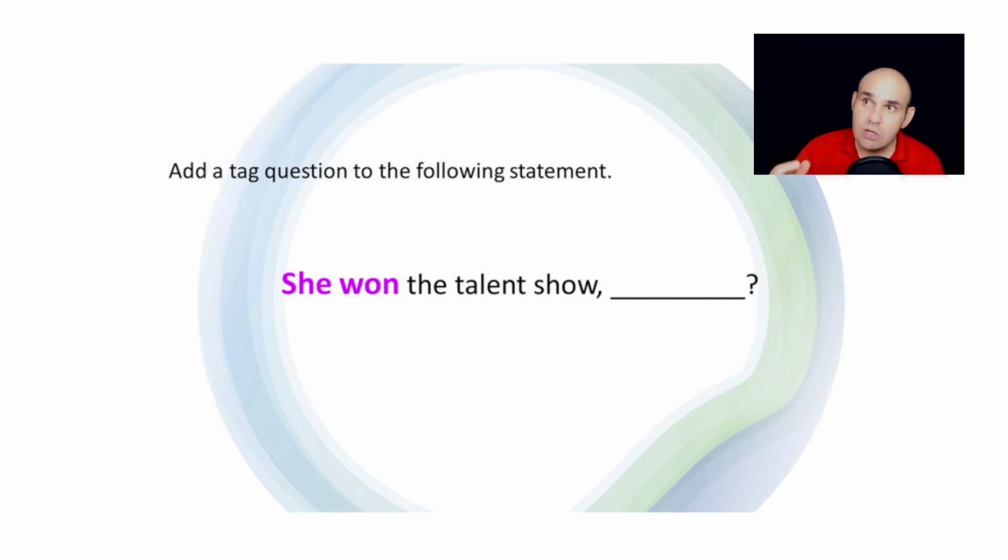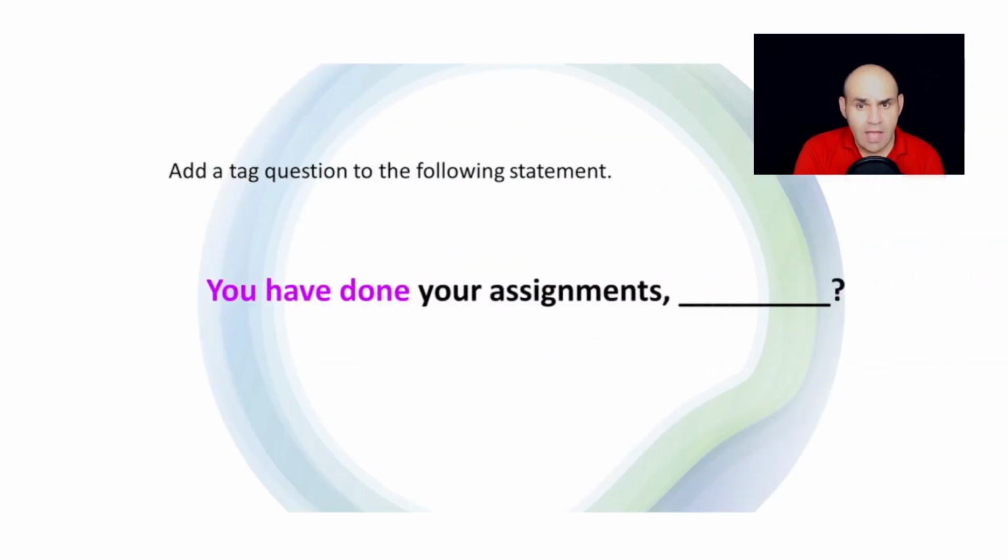And we want to use a tag. So what is the auxiliary verb that we use in the simple past tense? Good. Did. We use did. So this statement is affirmative. We need a negative tag using did. So what is the answer? Very good. Didn't she? She won the talent show, didn't she?